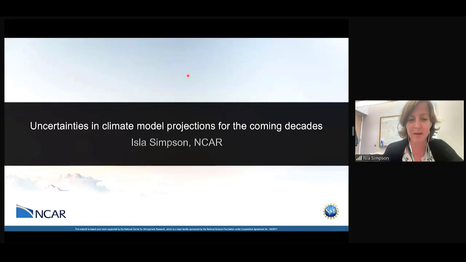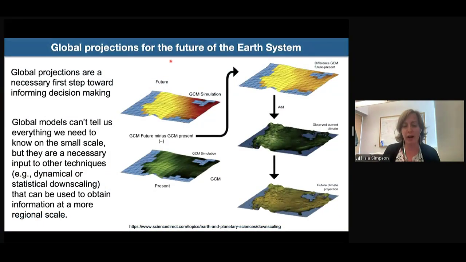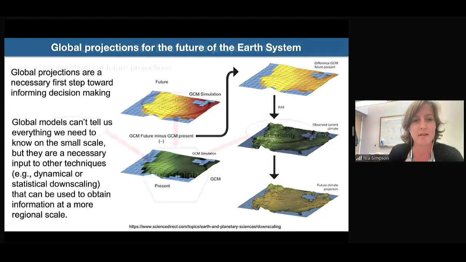Thanks for the opportunity to participate in this. There might be some overlap here between mine and Tapio's views. First of all, I think our global projections are really the starting point for anything in terms of decision making. We may not be able to tell everything we need to know on the small scale from these global models, but we need to know how the global circulation and moisture transports and temperatures are going to change, to then input to other techniques which might be able to provide the necessary information on the smaller scale. So here I'm really focusing on our global Earth system models.